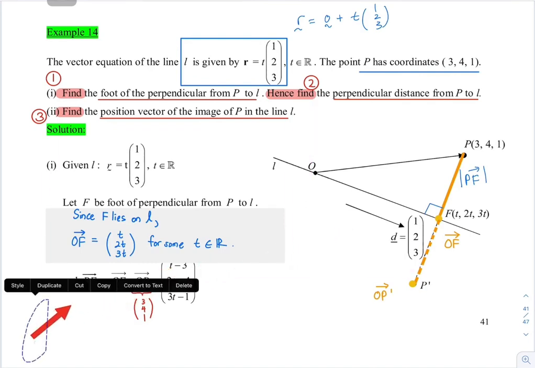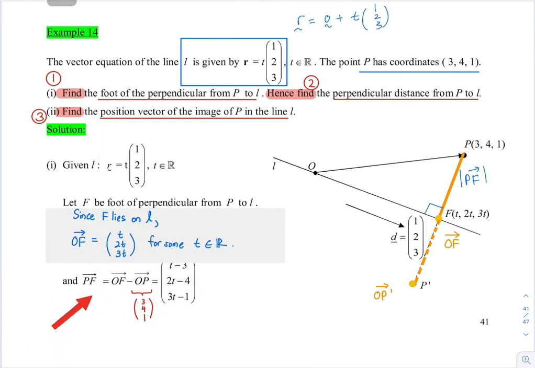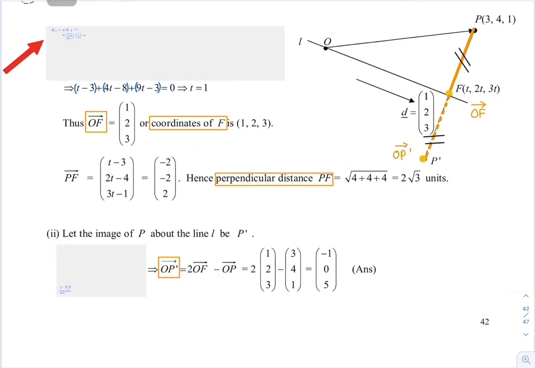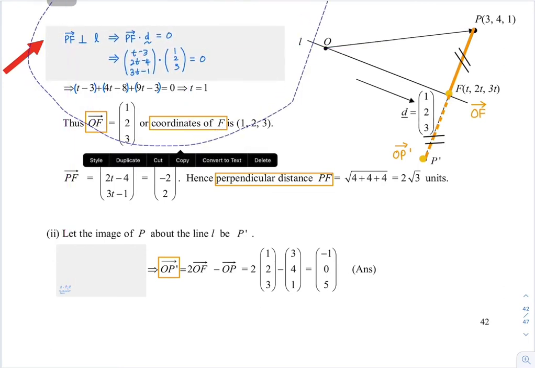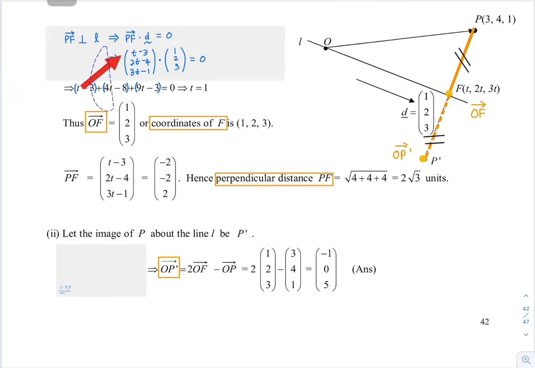Okay, so the next step, once we have found PF as this, since PF is perpendicular to L, the dot product of PF with the direction vector of L should give us 0 because they are perpendicular. This is a concept that we are applying, and because PF is in terms of t from the previous page, we are left to evaluate this dot product. By now you should be able to evaluate this dot product easily.